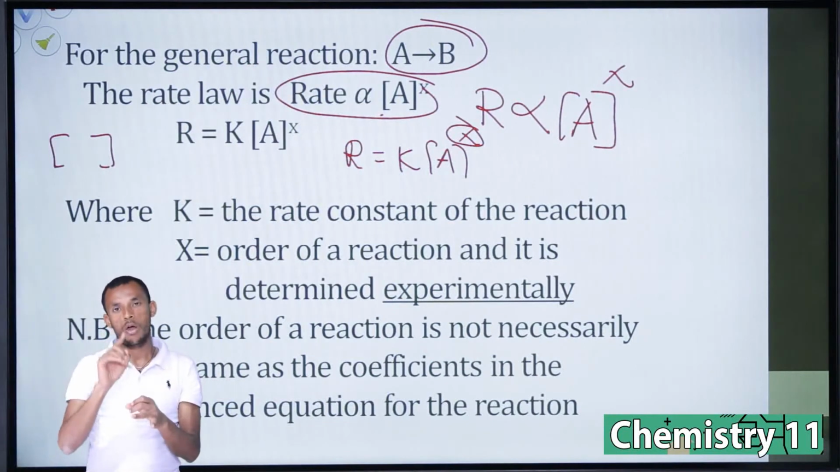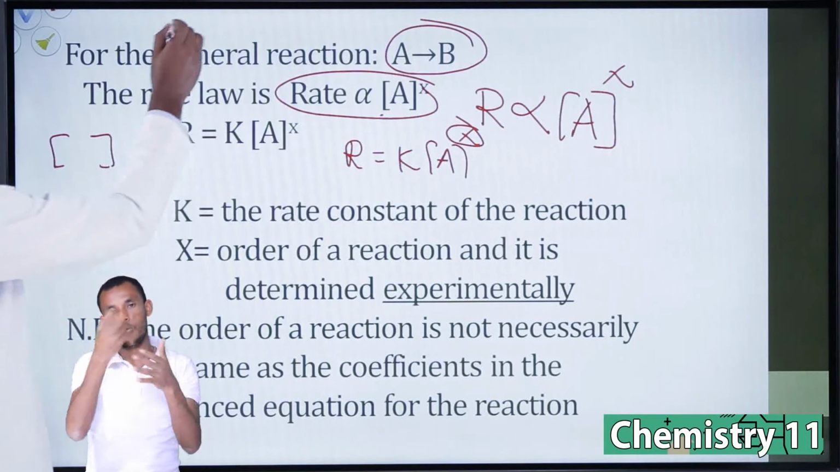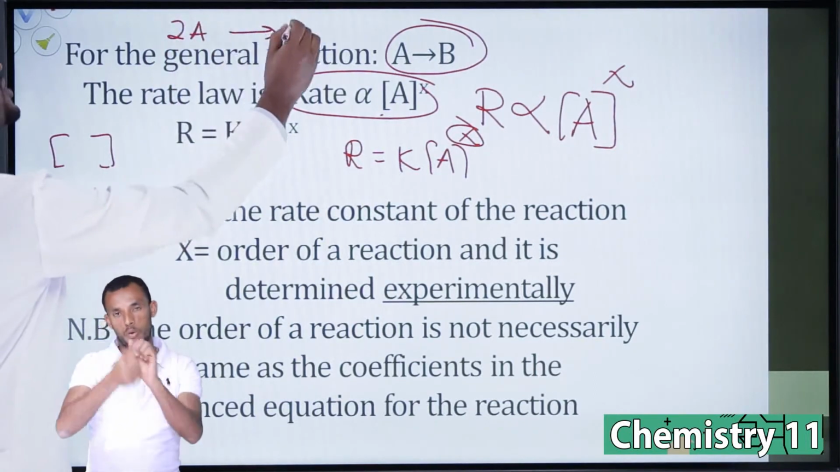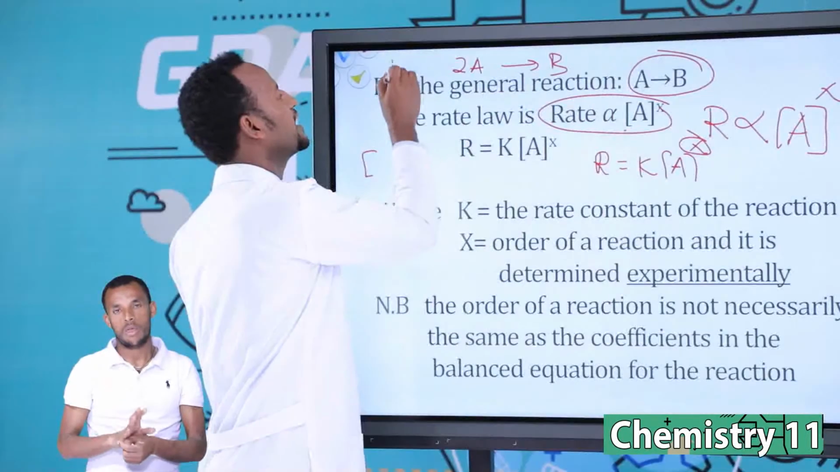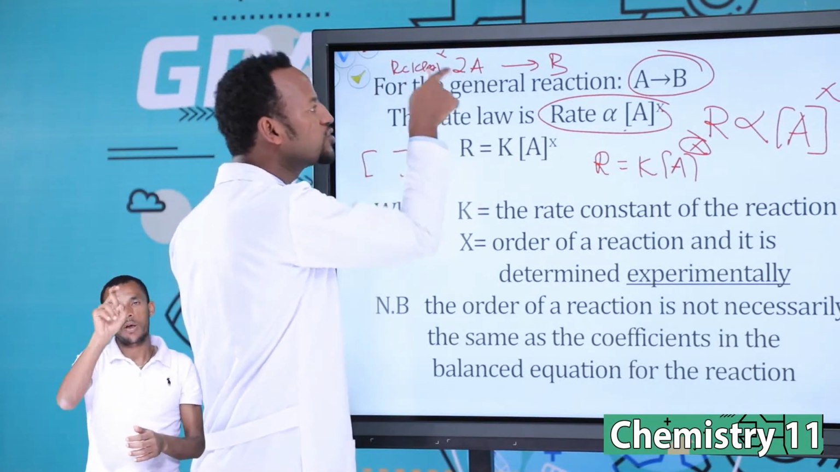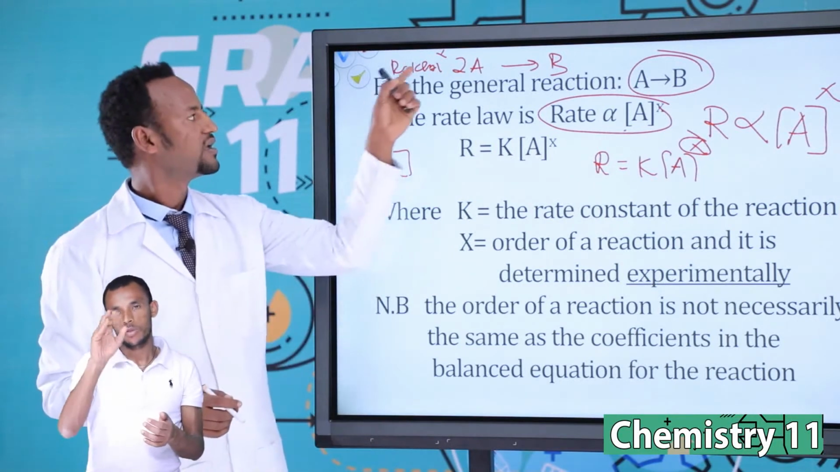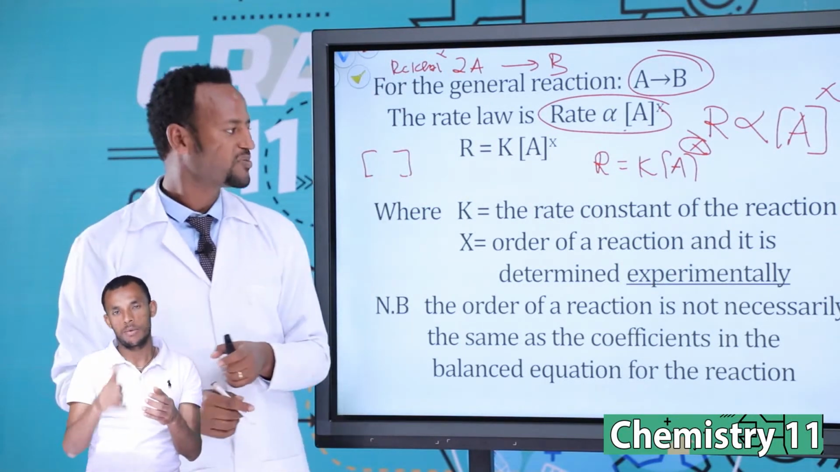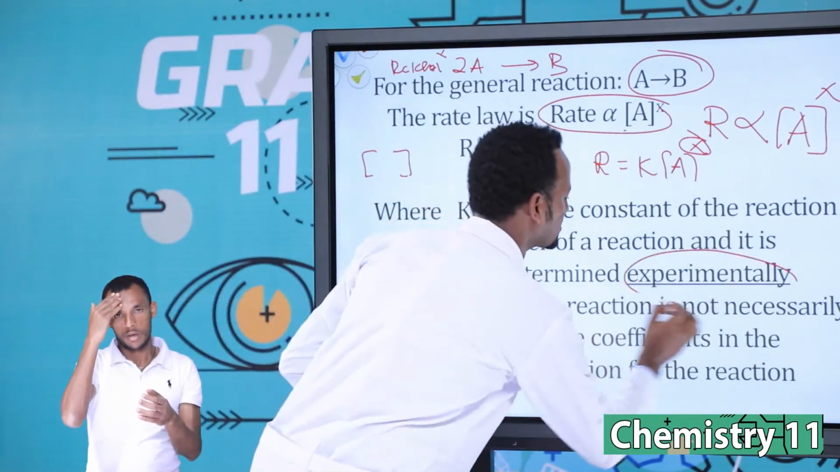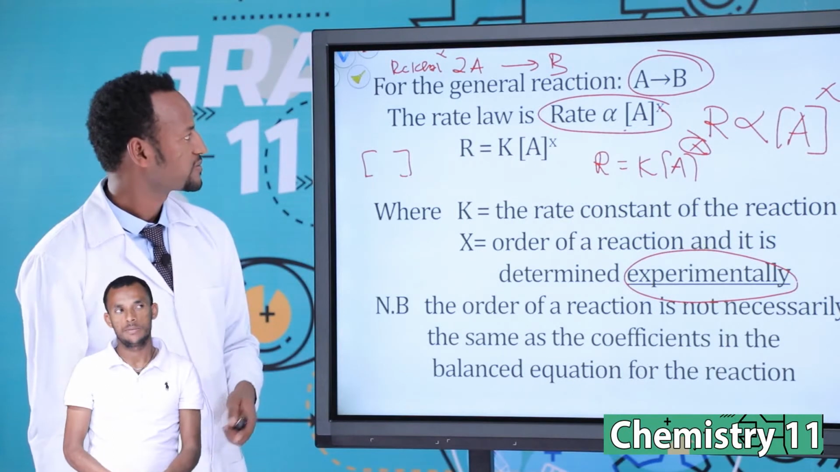X is not the stoichiometric coefficient. For example, 2A converted into B, rate equals K times A to the power of X. But in this case, X is not 2. X is not similar to the stoichiometric coefficient. X is determined experimentally.